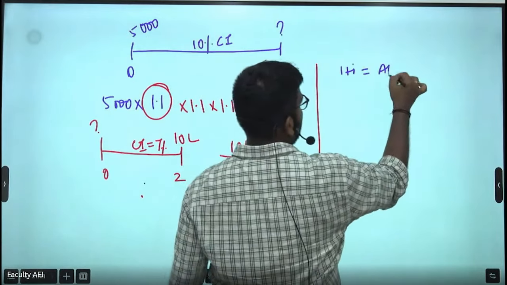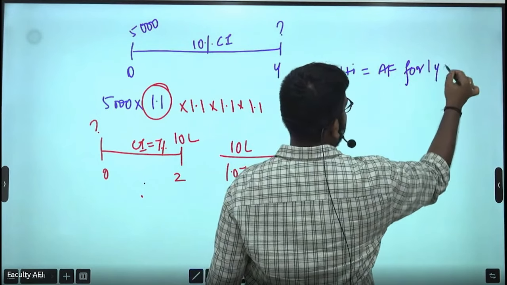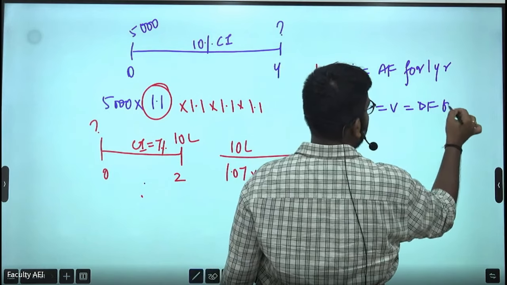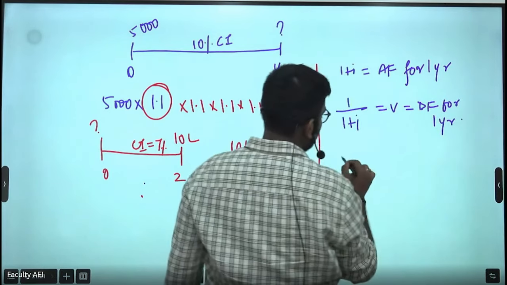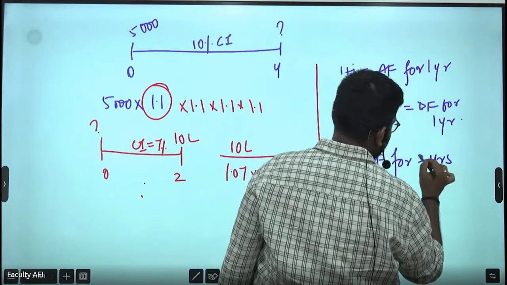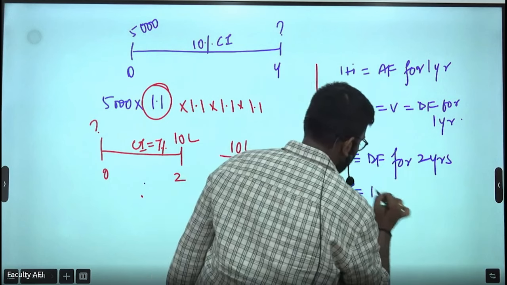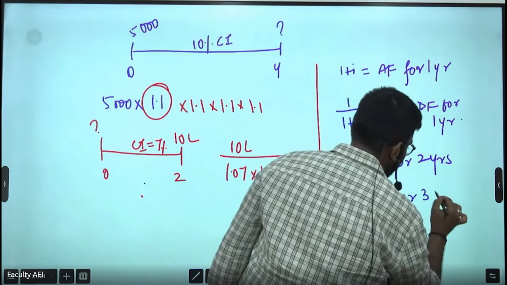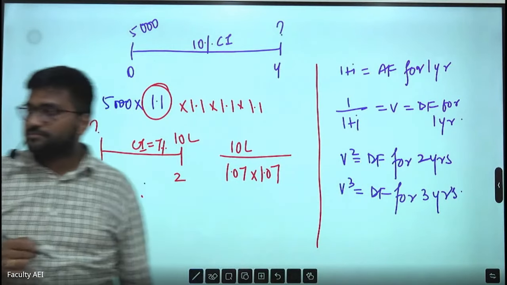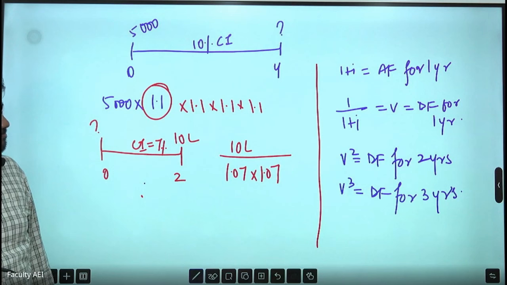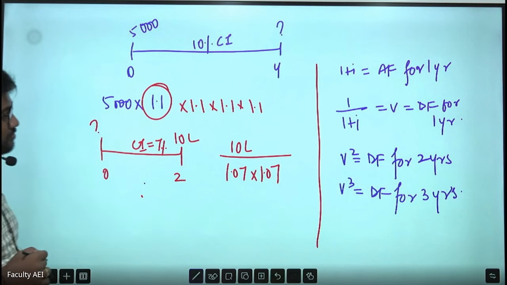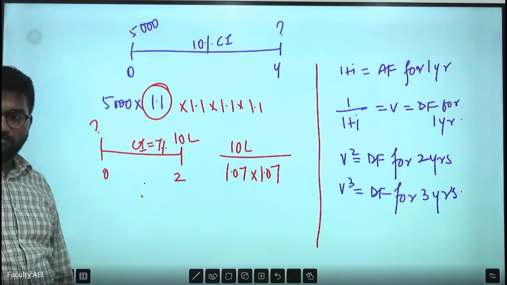One plus i is the accumulation factor for 1 year. One by one plus i is also known as v, which is the discounting factor for 1 year. So v square is what? Discounting factor for 2 years. Excellent. v cube is what? Is it clear?